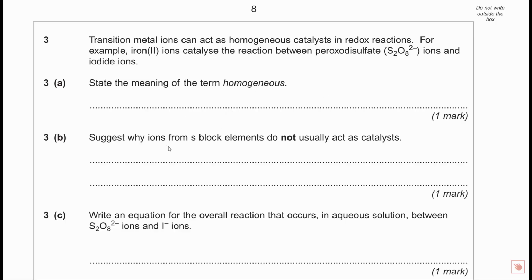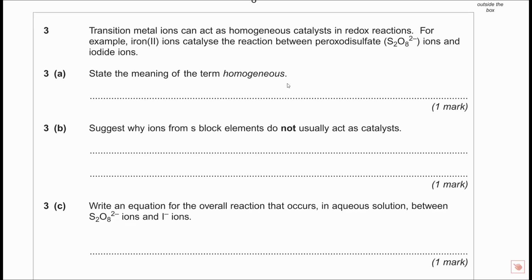And it's quite nice, sort of standard, and you can see here, we've got the iron 2+ ions catalysing the reaction between the peroxydisulfate ions and the iodide ions. But it gives you some nice sort of standard stuff you need to know. So, something like this, state the meaning of the term homogeneous. So we're looking for the idea of same phase, like I said previously, or state.